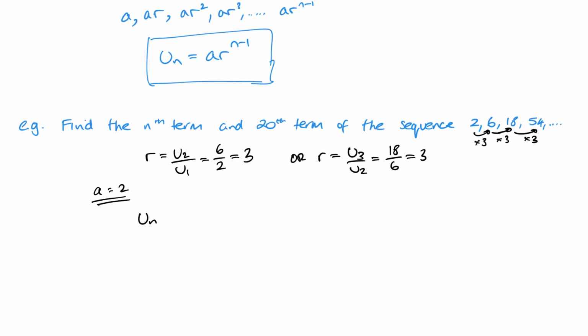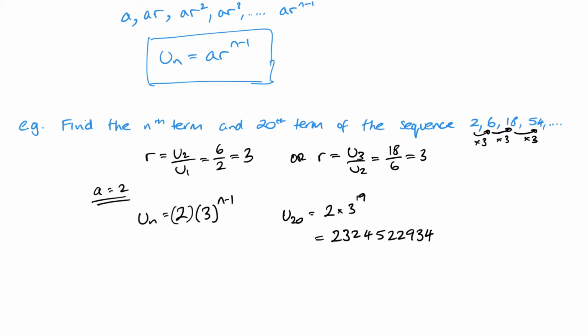So the nth term is going to be 2 times 3 to the n minus 1. Now we want to also find the 20th term. So it's 2 multiplied by 3 to the power 19, which is going to give me a huge number. So this is a quick and easy example just showing you how to use the nth term of a geometric sequence.